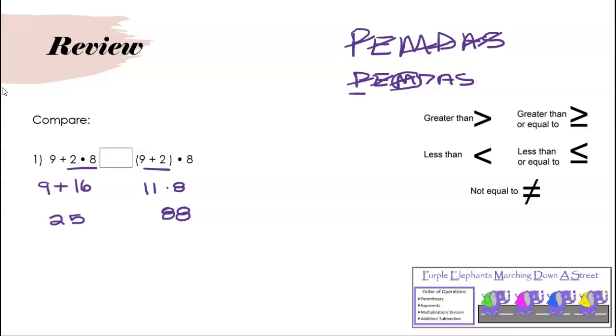So now, is 25 less than, greater than, or equal to 88? Well, it is less than. So I am going to put the less than symbol right there. So this expression, 9 plus 2 times 8, is less than the sum of 9 plus 2, times 8. That's just a little refresher from the other day.